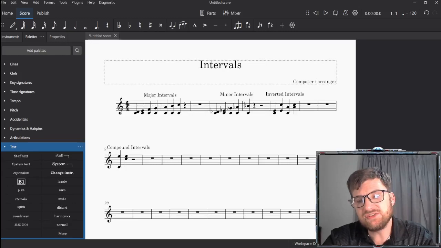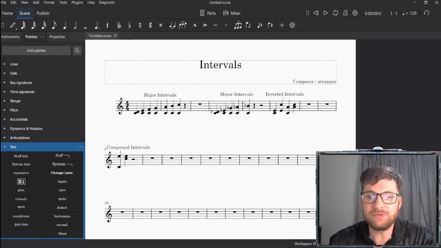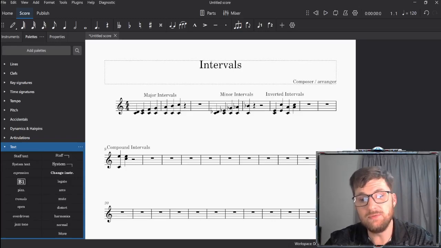Number three, intervals are invaluable to songwriting and improvisation. They allow us to recognize musical progressions. Remember, music is all about patterns. Intervals are the building blocks of those patterns.